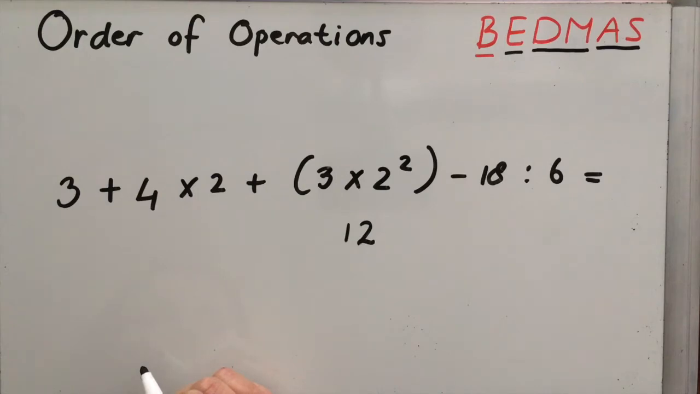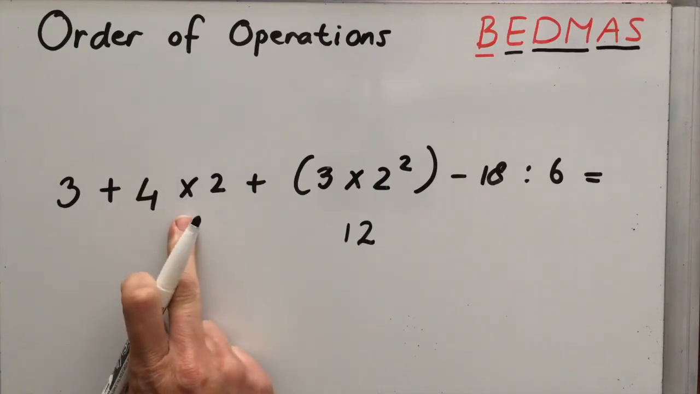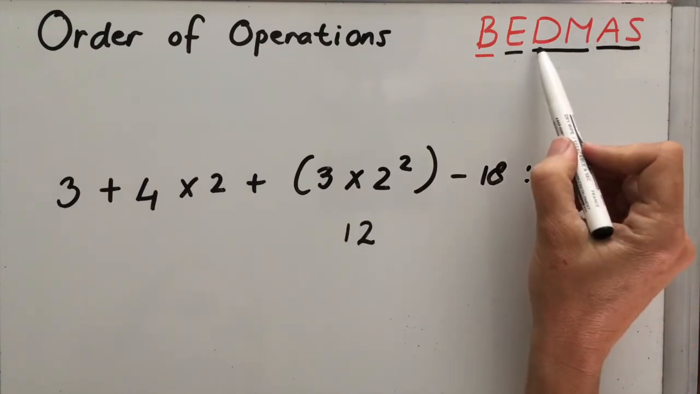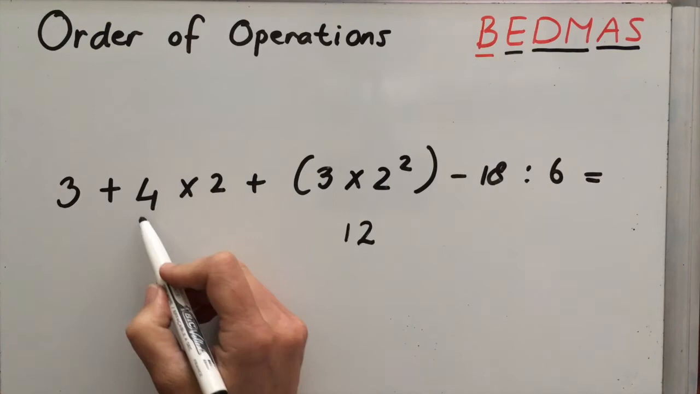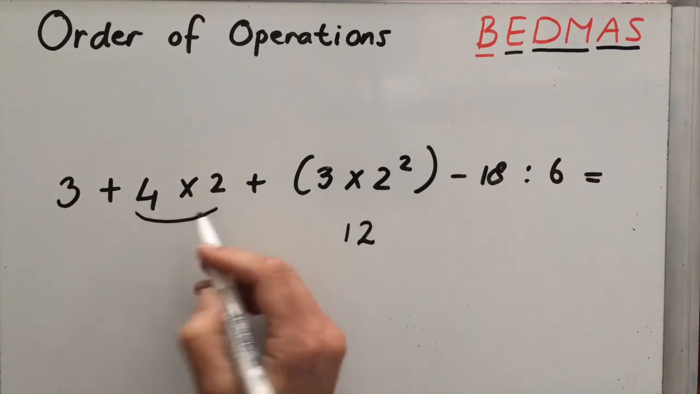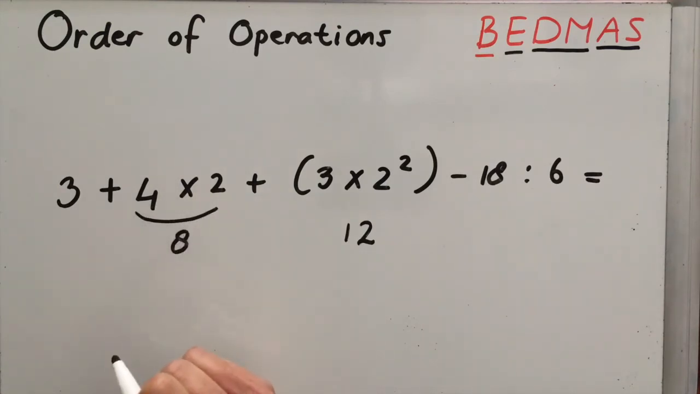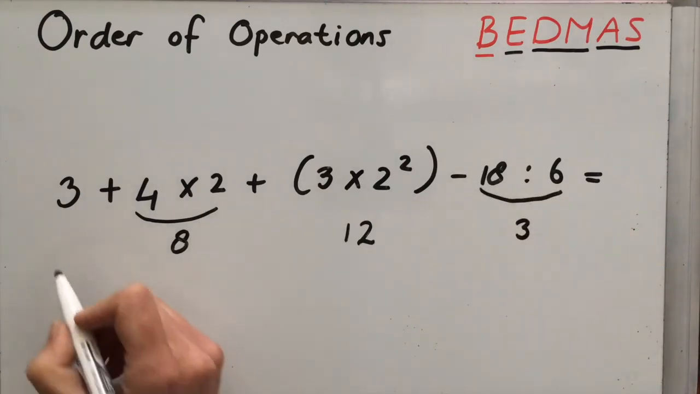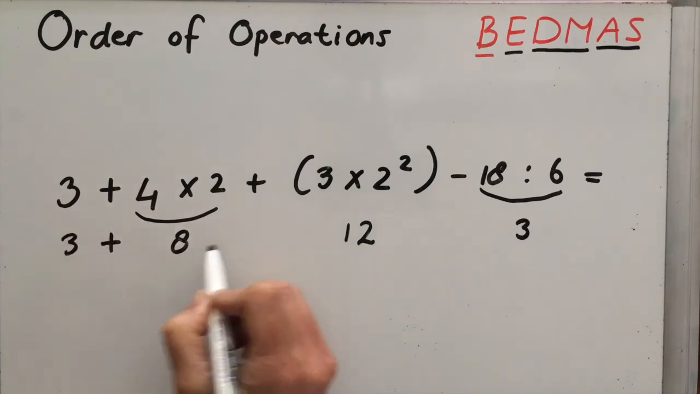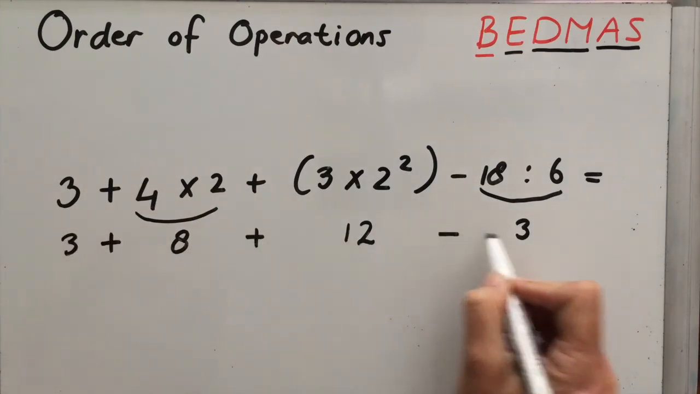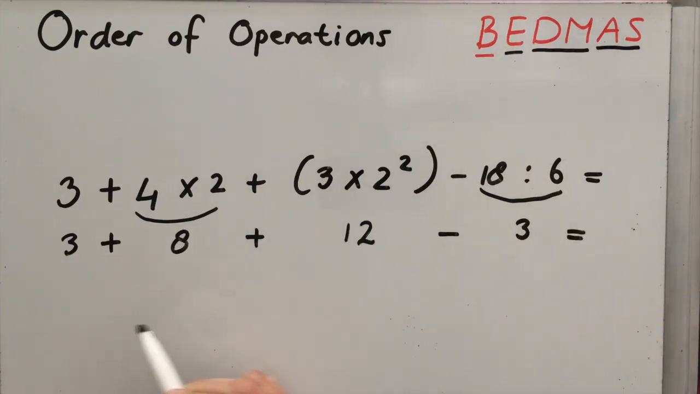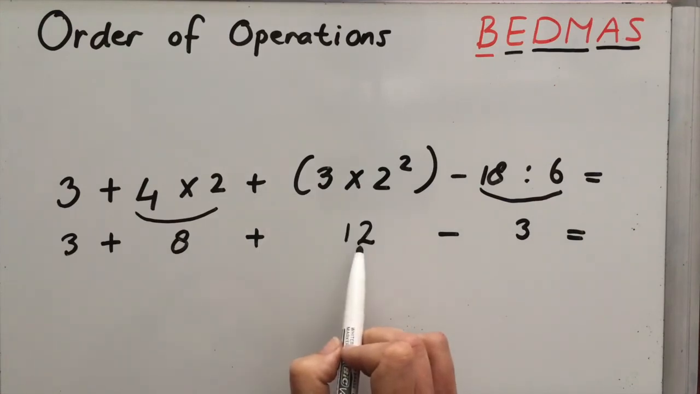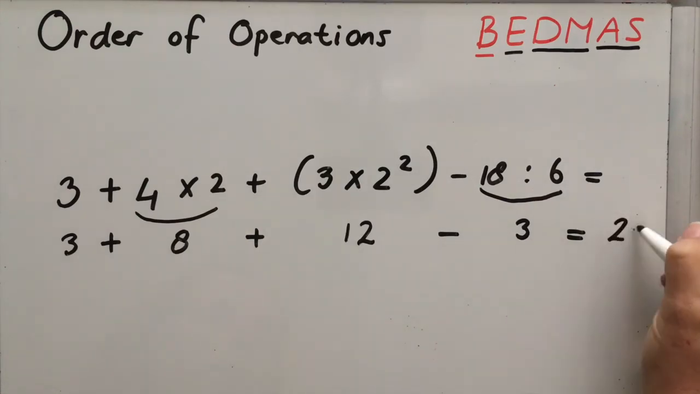Okay, now what do I have left over? I have here addition, multiplication, addition, subtraction, and division. My next part is I have to do division and multiplication first. So here I see some multiplication, so that's going to make 8. And here I see some division, which is 3. So now my new problem is 3 plus 8 plus 12 minus 3, which equals 3 plus 8 is 11, plus 12 is 23, minus 3 is 20.